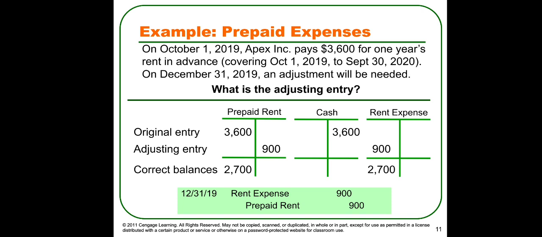The prepaid rent asset has decreased from 3,600. You have 900 that has become an expense. You cannot debit rent expense and credit cash. No, there is no cash out on 31st of December 2019. The cash out happened on 1st of October 2019. That is the cash out. But on 31st of December 2019, you record $900 from the prepaid rent asset that has become an expense.